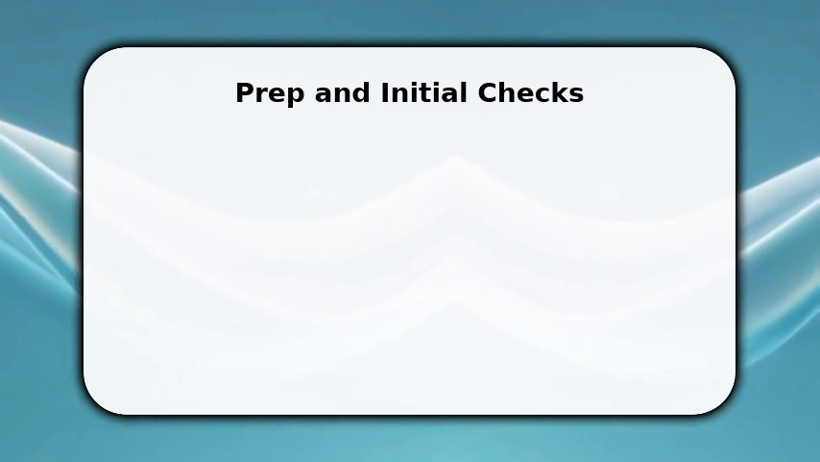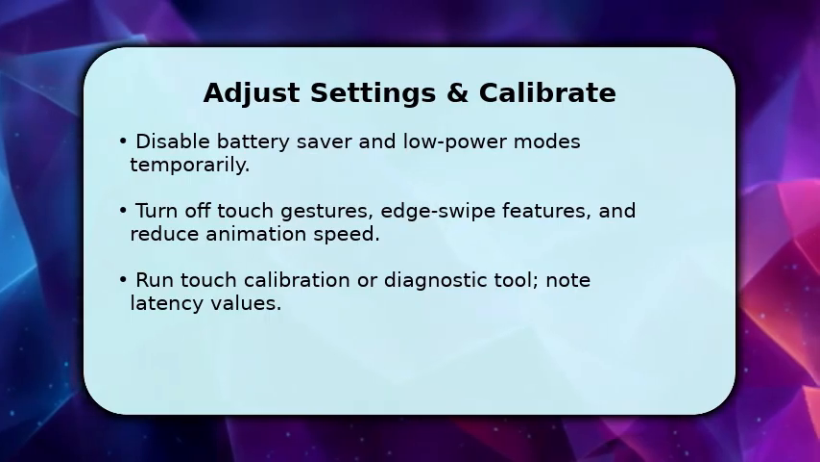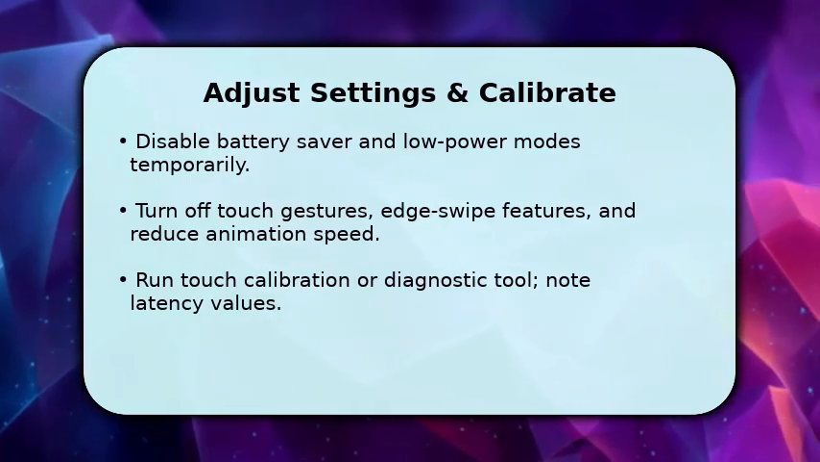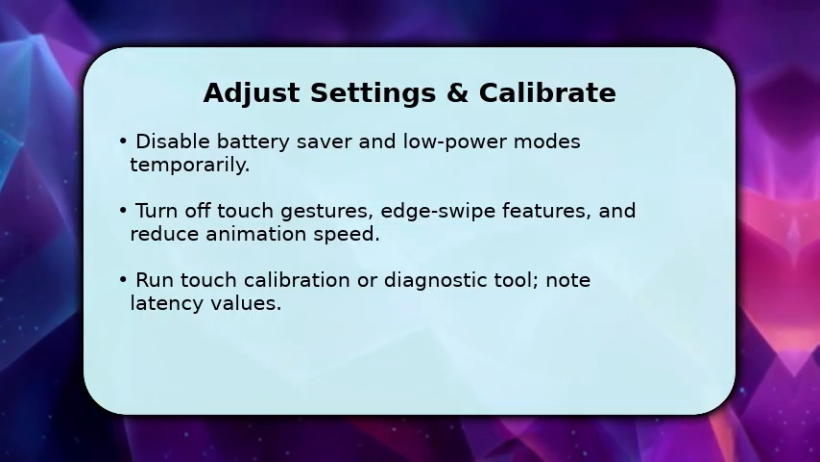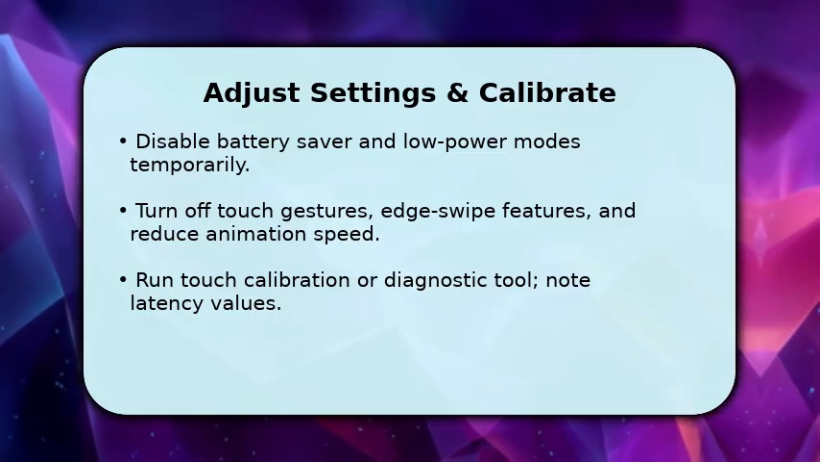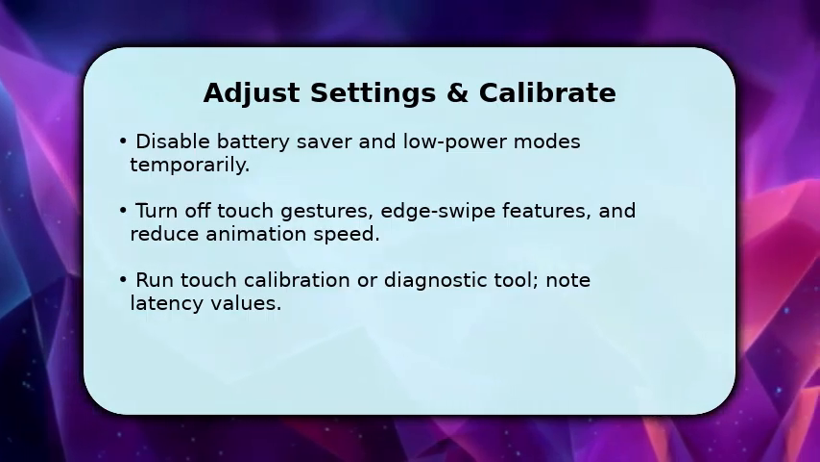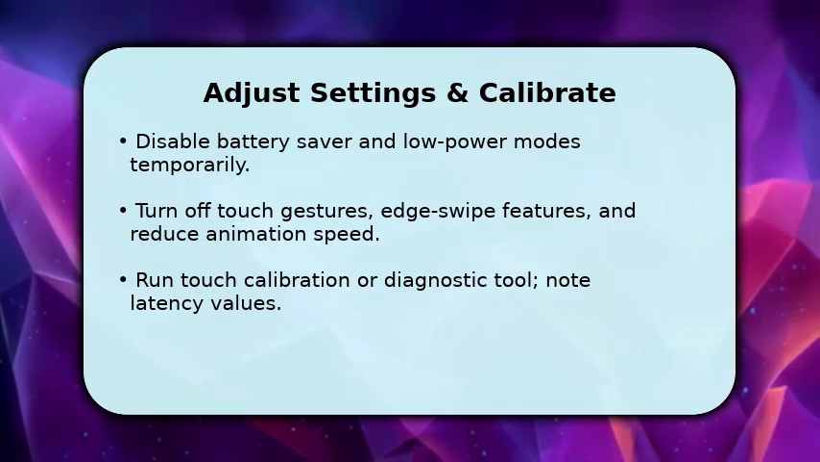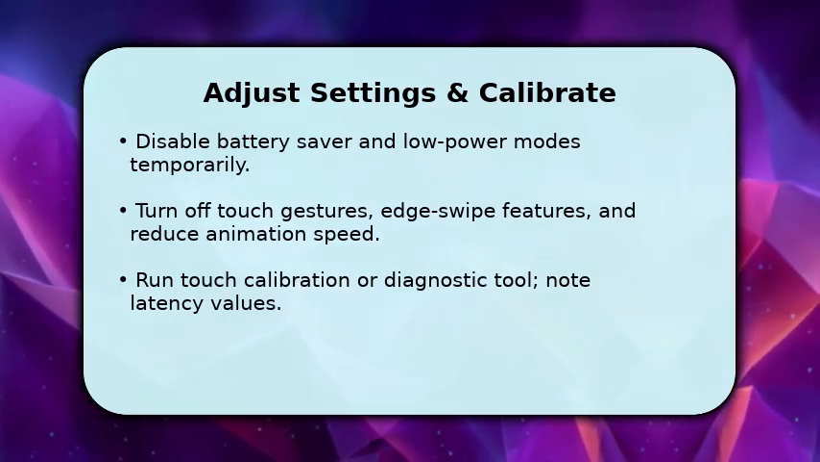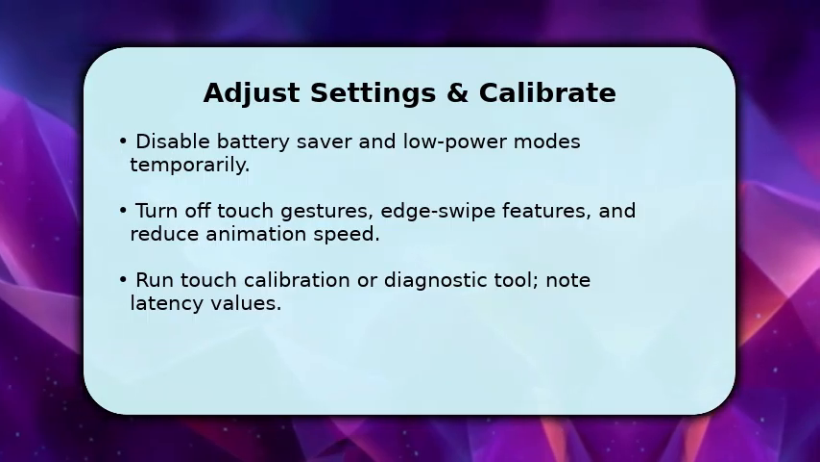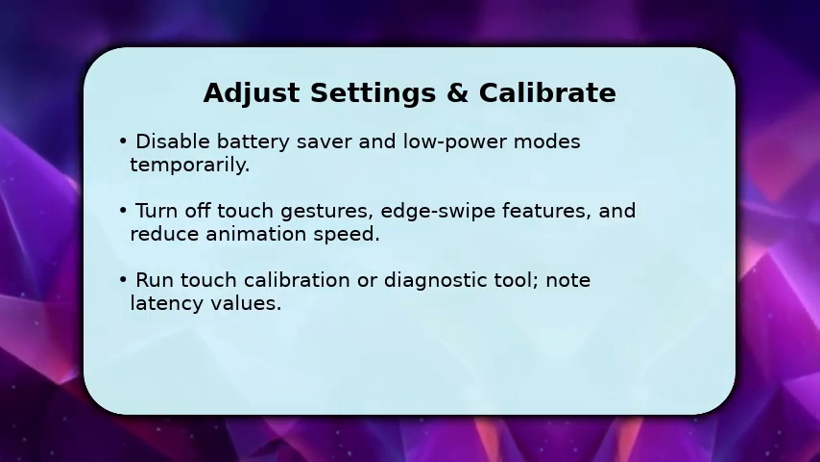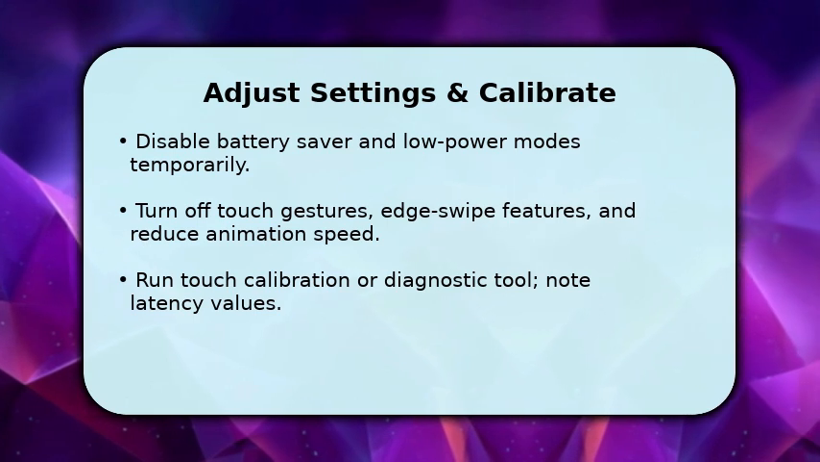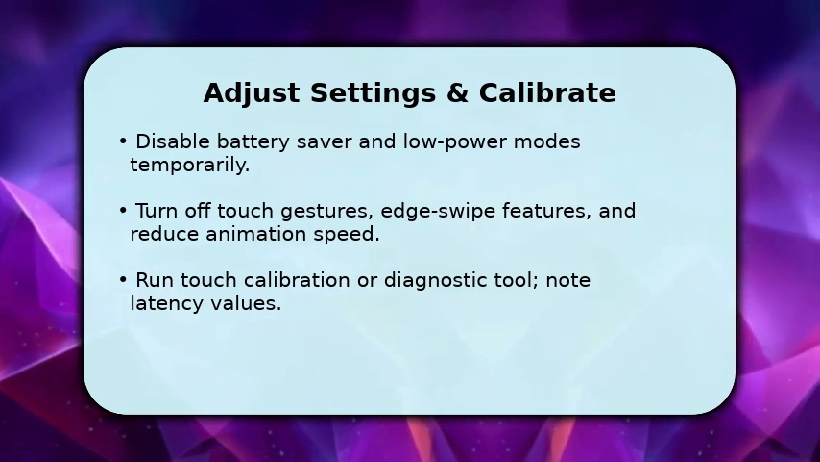Now you tune software behavior that affects responsiveness. Disable battery saver and low power modes because they throttle CPU and touch scanning rates. This will reveal true performance. Then turn off advanced gestures, edge swipe extensions, and reduce animation speeds so input processing isn't masked by UI transitions. Next, run the device's touch calibration or diagnostic tool and record latency numbers. Comparing before and after helps you see improvement. If calibration improves numbers, make the changes.